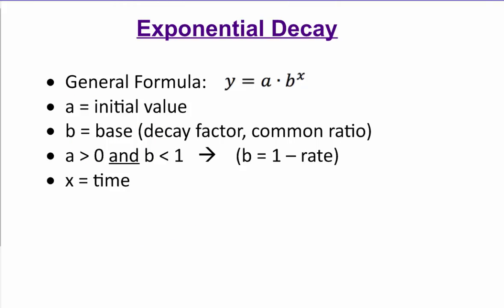So now we will look at exponential decay. The general formula for this, again, is y equals a times b^x. Our initial value is a. b is our base, our decay factor, or our common ratio.